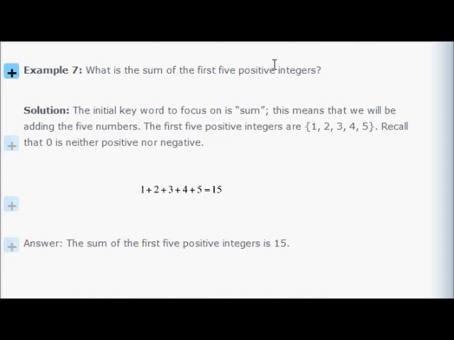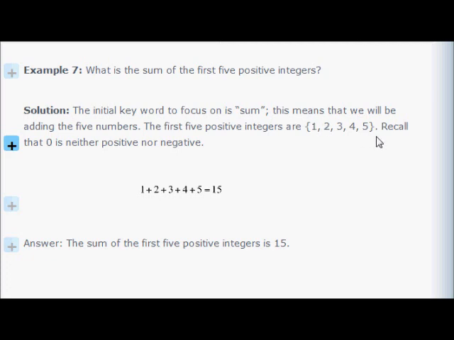Okay, now here's another question. What's the sum of the first 5 positive integers? Remember, positive integers are basically the natural numbers that you first learned when you were learning how to count. 1, 2, 3, 4, 5, 6, 7, 8, 9, 10, 11, 12, and so on. Okay, so what are the first 5 of those positive integers? 1, 2, 3, 4, 5.